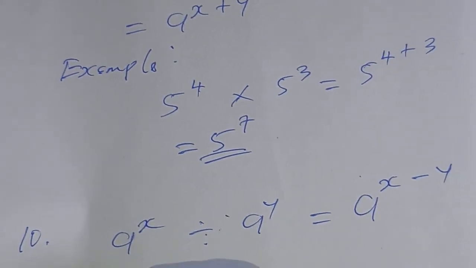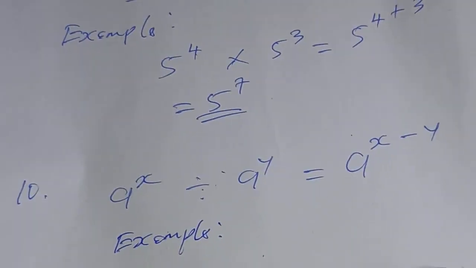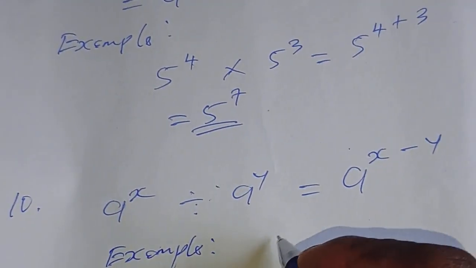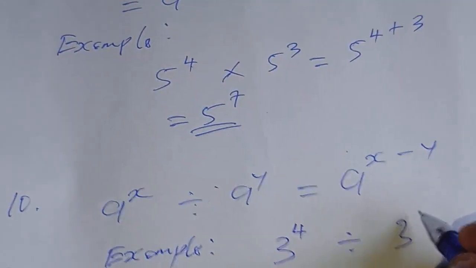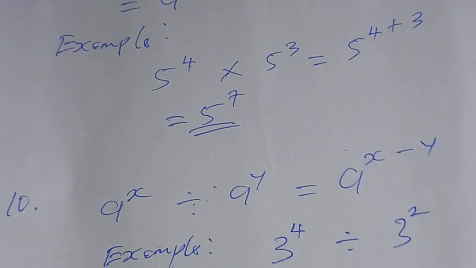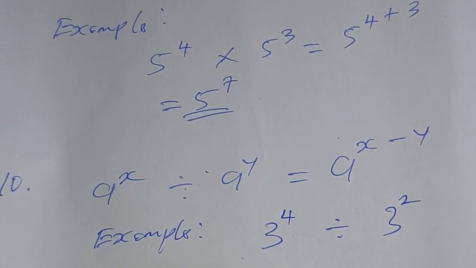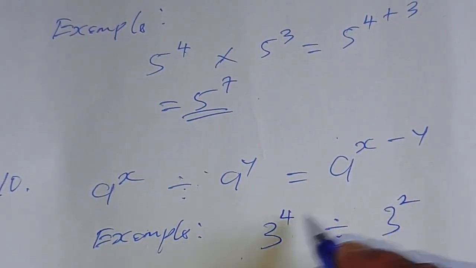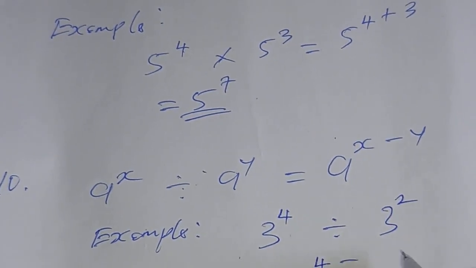So let's take an example before we end. Let's just say we have 3 raised to the power 4 divided by 3 raised to the power 2. What the law says is that this will be equal to 3, we take one of the bases, and then we subtract both powers, the indices. So it will be raised to the power 4 minus 2.